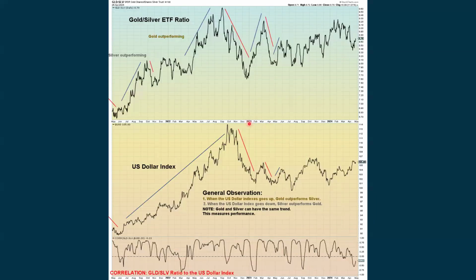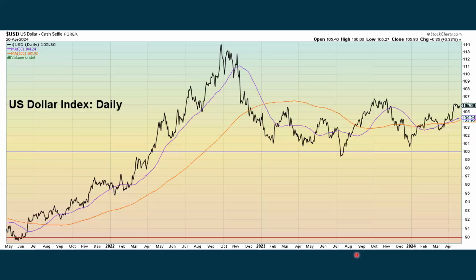Then we look at the gold to silver ratio on top. When this is going up, gold is outperforming. When this is going down, silver is outperforming. And then sometimes we can plot the US dollar index. Well, we always plot it, but sometimes we can get some insight by looking at the relationship between the top chart and the middle chart. Right now, they're more neutral. They're not really going in the same direction, and they're not really going in opposite directions.